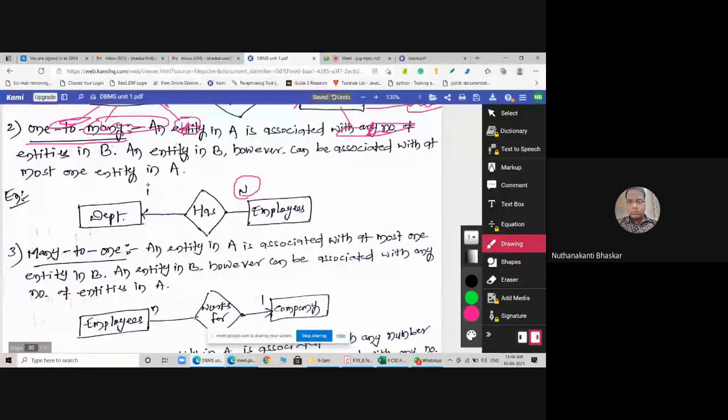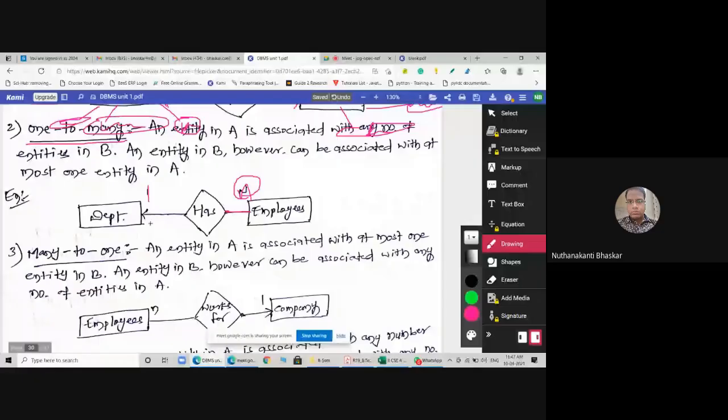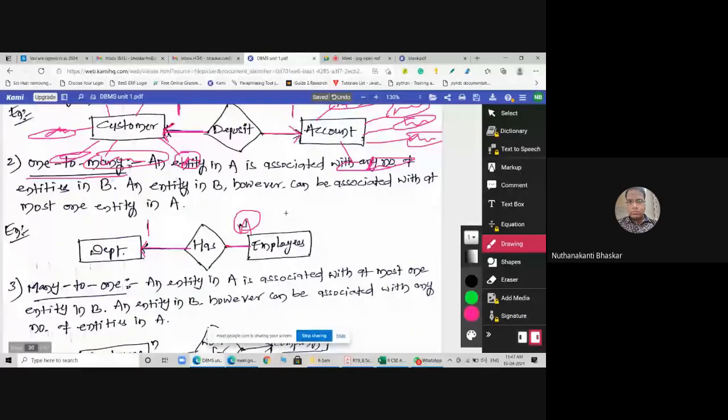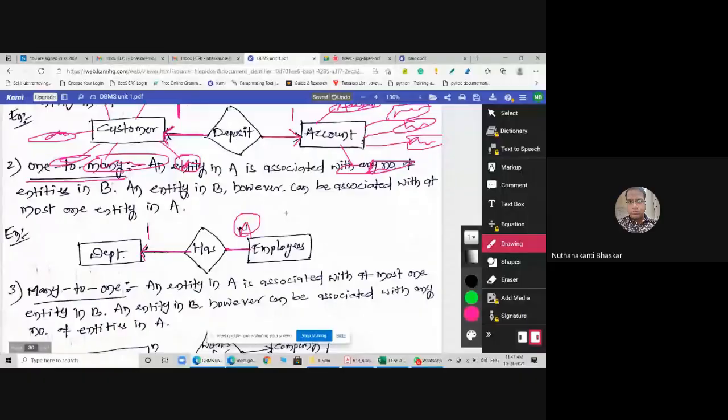You can use this numbering format or you can use the slides only. If you are using a normal line, that is a many relationship, or you can use this arrow line, that is a one relationship. The department has employees. One department has many employees. Just now one guy gave company has employees. That is also a one-to-many relationship. Any other example?